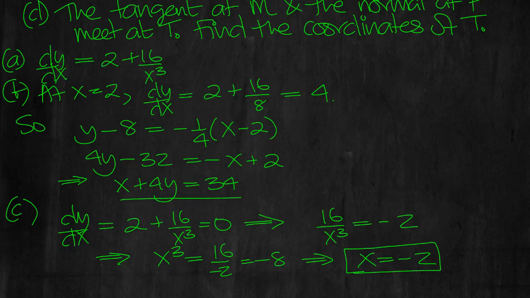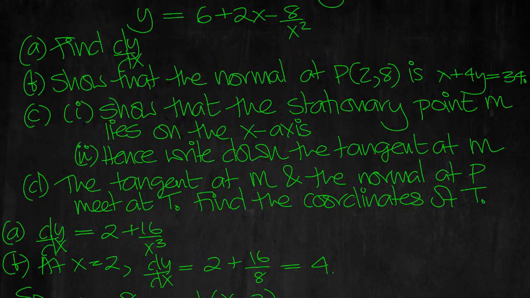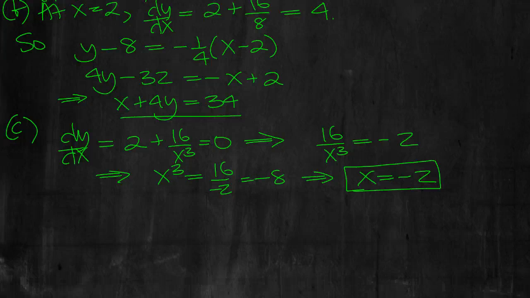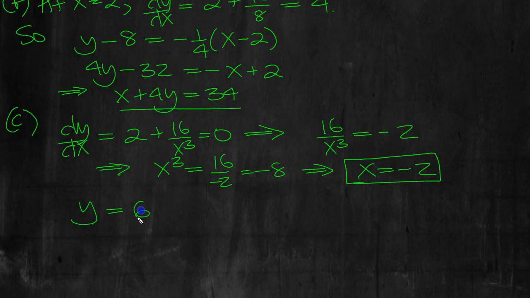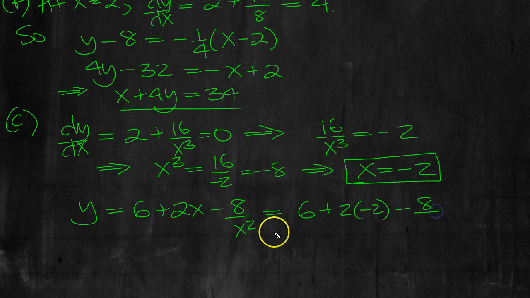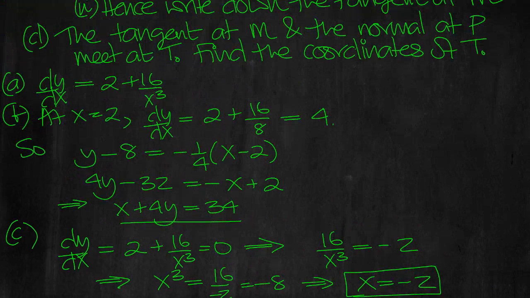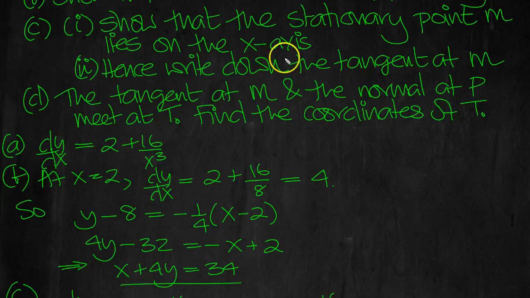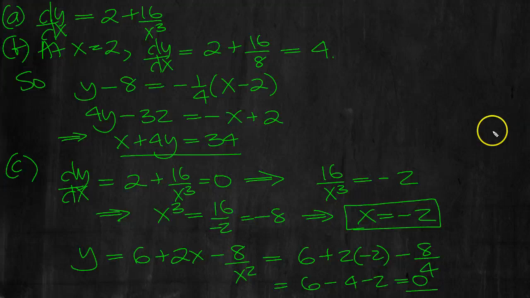So that's what we've got. x equals minus 2, so what does y equal? Well, here's the curve, 6 plus 2x minus 8 over x squared, when x is minus 2. 6 plus 2 times minus 2 minus 8 over minus 2 squared, which is 4. So we get 6 minus 4 minus 2, which is equal to 0. So part C, show that the stationary point M lies on the x-axis. Yes, it does.